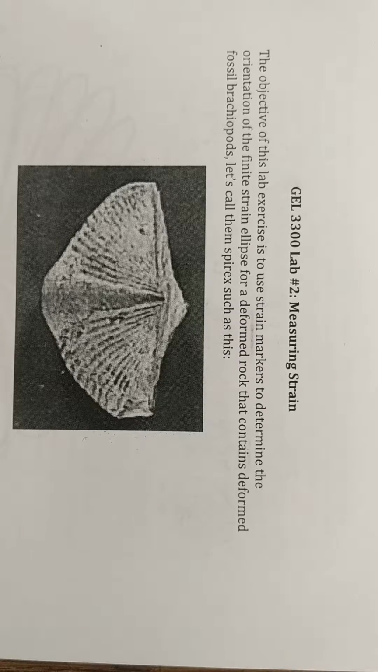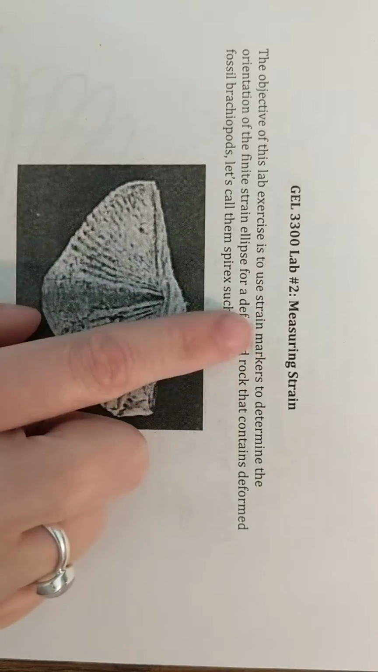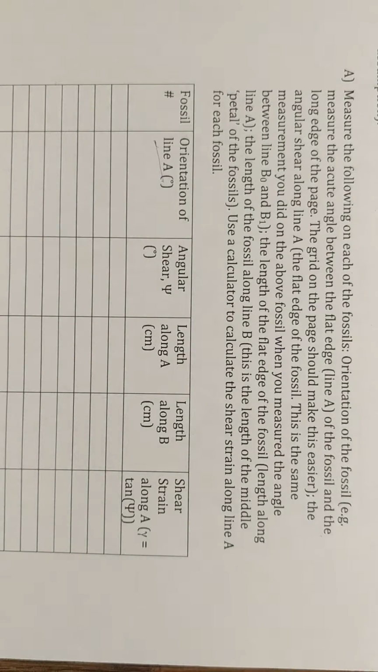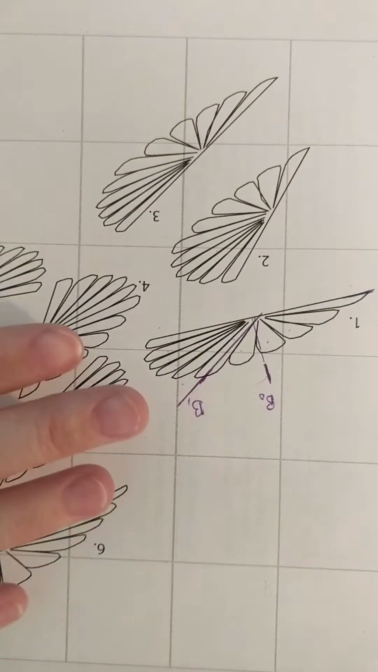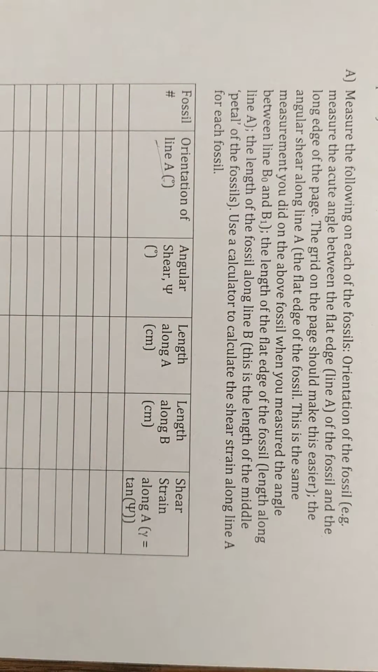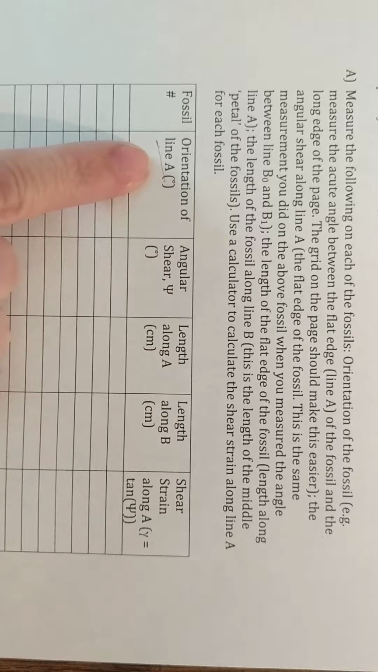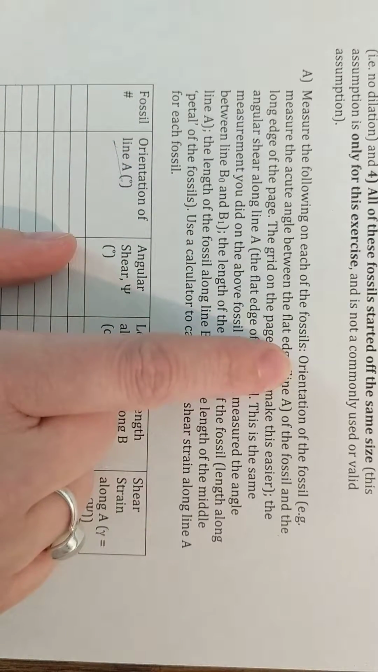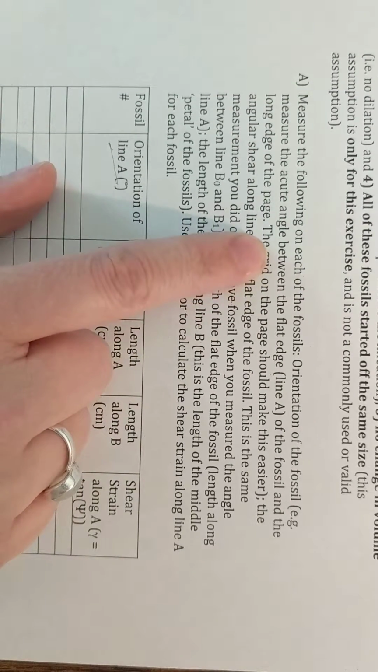Okay, so for this section, I'm going to be going over how to do our Lab 2 measuring strain. When we last left off, we were starting to fill out this table where we were measuring the angles and the lengths of fossils from our back page. So our first part, we are going to find the orientation of line A. This is going to be the orientation of the fossil, and we measure it.